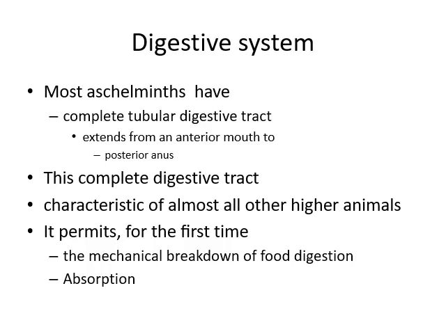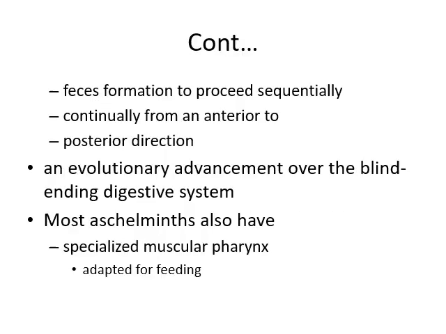That is a characteristic of almost all higher animals, and it permits for the first time the mechanical breakdown of food, digestion and absorption. So food will be broken down, then absorbed by the cells. It is because of the pseudocoelom. It allows digestion to proceed sequentially, continually from anterior to posterior. This is an evolutionary advancement over the blind-ending digestive system, where there is no separate opening for waste material, or no anus.